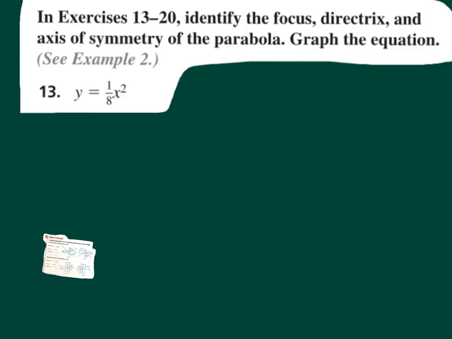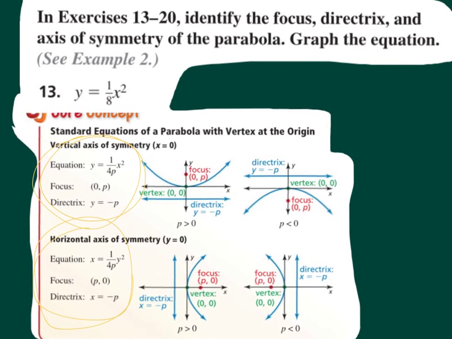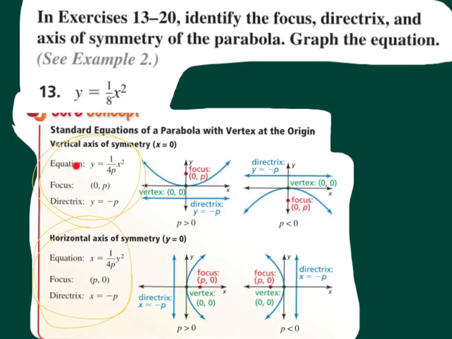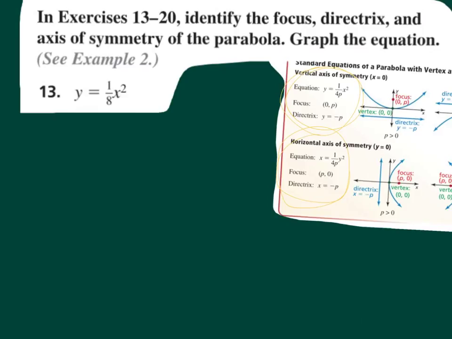So it says that we want to identify the focus, the directrix, and the axis of symmetry of the parabola. What we have to do first is put it in that form. Well, we first have to think, what form would this be in? Does it look like this one right here or this one right here? Well, looking at it, it's y equals, and you have an x squared. So that means it's going to be a vertical axis of symmetry. So we're going to use all the knowledge of this top one up here.